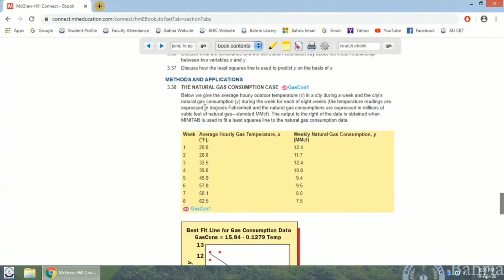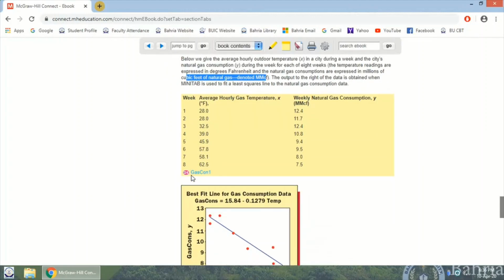Now let me just read what they say. It's about the natural gas consumption, which is dependent upon the temperatures. So for week 1, week 2 up to week 8, we have various temperatures given to us, and we have the consumption in mmCF. Now mmCF is basically millions of cubic feet of natural gas. And now they've asked you to calculate this in Minitab and also do it manually. But you can do that in your homes, and we can also arrange a separate class for that. This is also given to you in your chapter 1, and you can refer back to it.